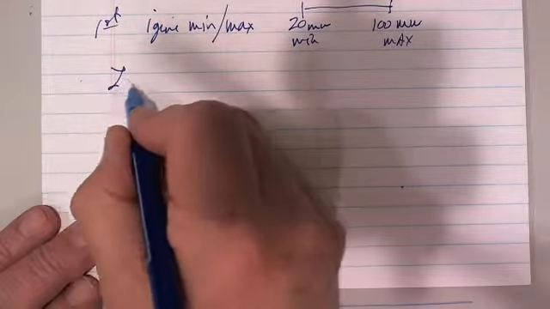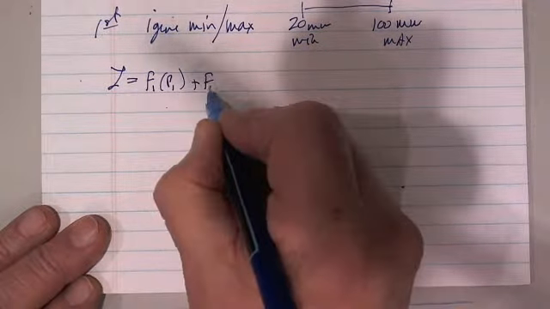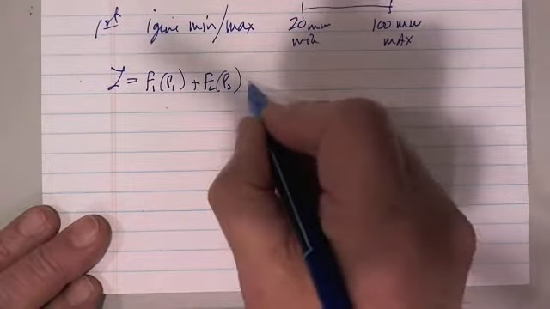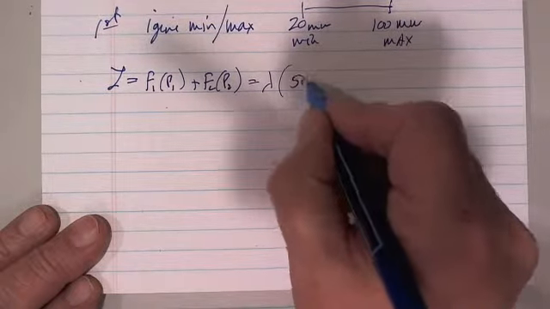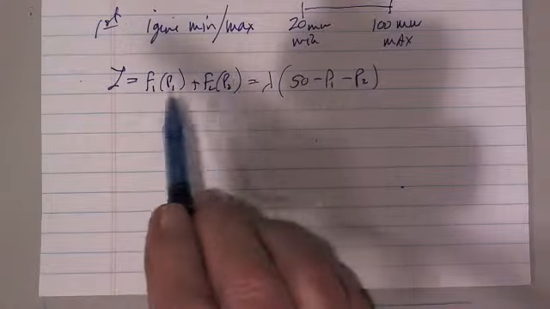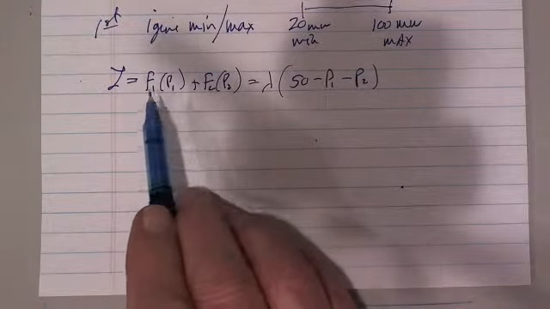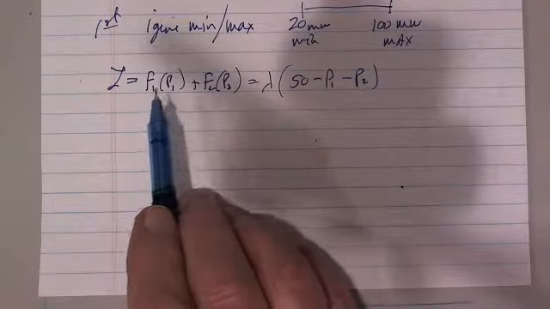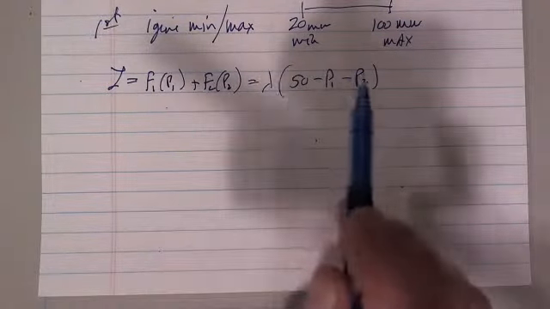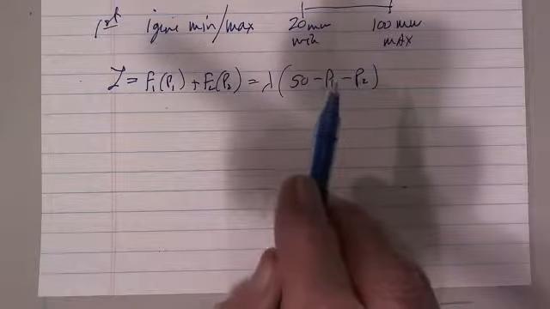You're just going to set that up, with Lagrangian equals f1 of p1 plus f2 of p2 plus lambda times 50 minus p1 minus p2. Make sure you're not using h of p, you're using f of p. You've multiplied h by the fuel cost that's given to you in the problem. Okay, you're going to solve that.